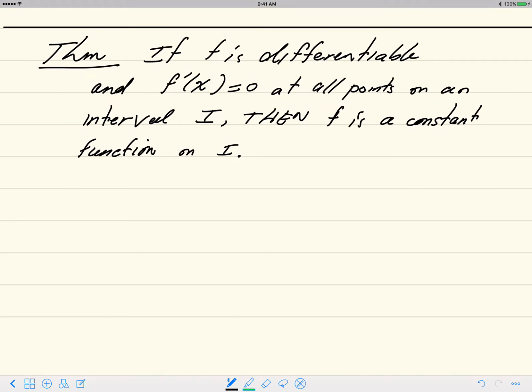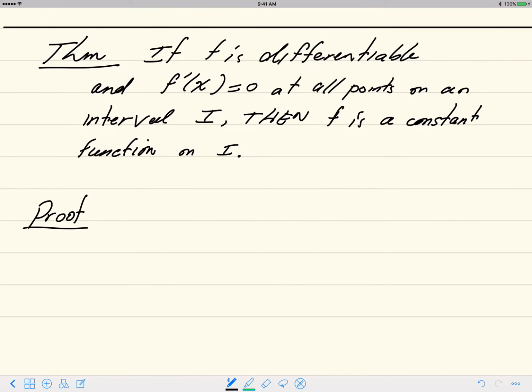Now we know the other way around. We know that if the function is constant, it's a horizontal line, so the slope is always 0. But we're saying the other way, right? We're saying if we know the slope is 0 everywhere, then it must be a constant function to begin with. So the proof is fairly simple.